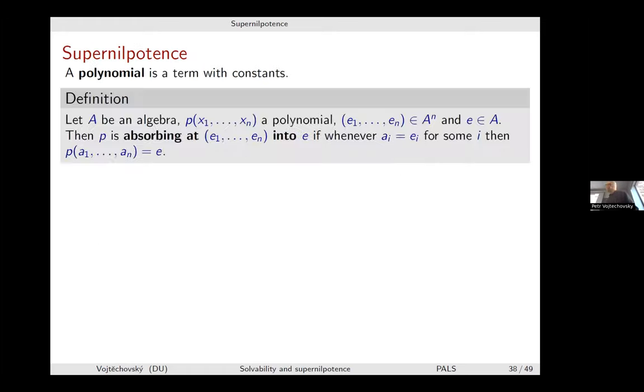Then here is the definition of supernilpotence and the proof. So if you start with an algebra and take a polynomial, then you say that the polynomial is absorbing some tuple into E.